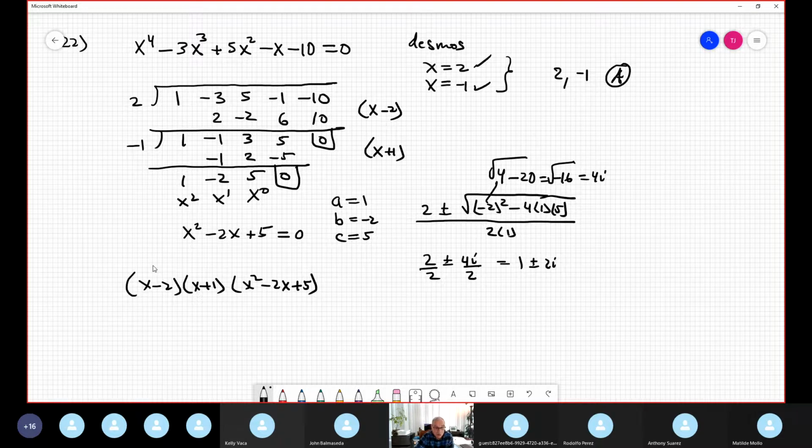So if you want, for example, the factorization in the complex field, it is x minus 2, x plus 1, and then open two parentheses: x minus, x minus, and inside here we have 1 plus 2i and 1 minus 2i, in the complex field. Okay?